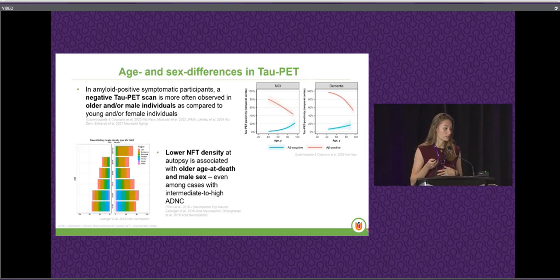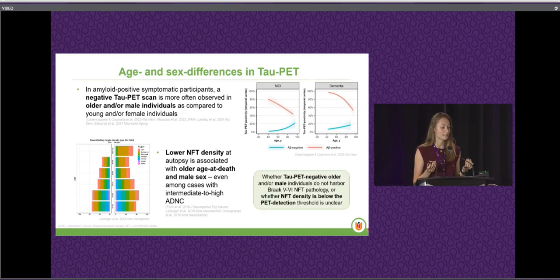If we look into autopsy studies, they have also shown that lower neurofibrillary tangle density at autopsy is associated with older age at death and male sex. And therefore, I think a question is whether these tau PET negative older and/or male individuals truly do not harbor any Braak 5/6 pathology in their brain, or whether it is present but at lower densities, below the PET detection threshold, and that's why we're not capturing it using tau PET.